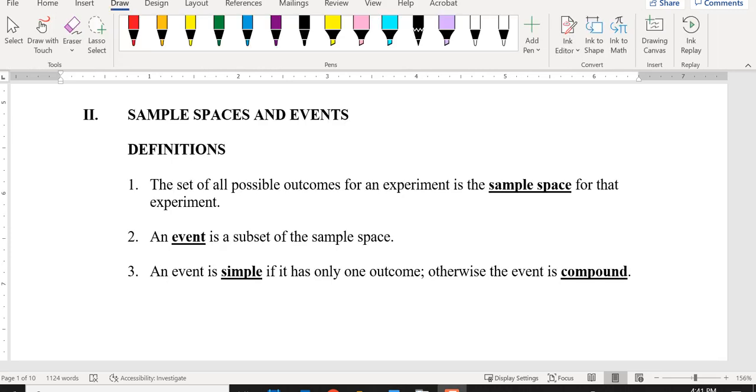Okay, some more definitions about sample spaces and events. The set of all possible outcomes for an experiment is called the sample space for that experiment. An event is a subset of the sample space. So the sample space is all possible outcomes, and we're going to talk about events, which are a subset of that sample space. We say that an event is simple if it has only one outcome. Otherwise, the event is compound.